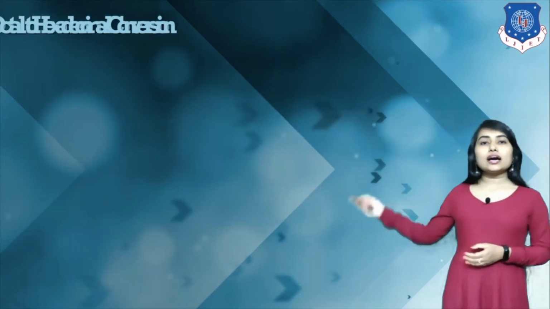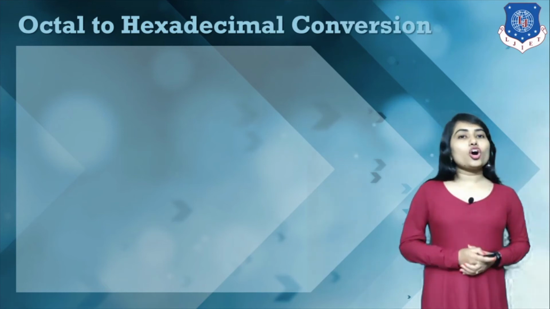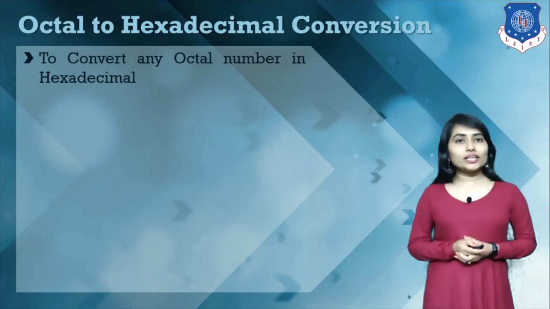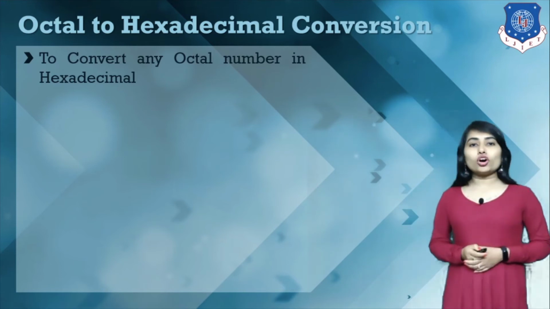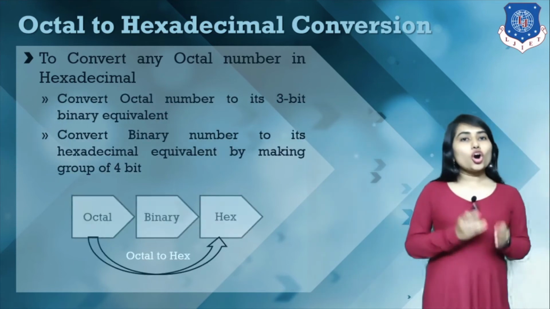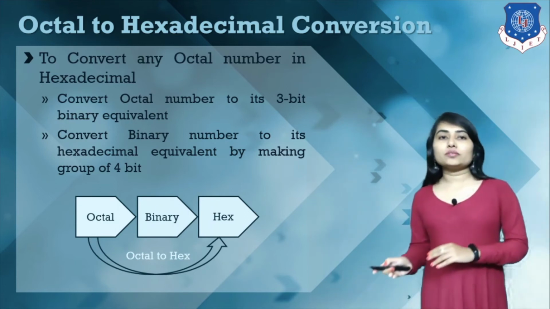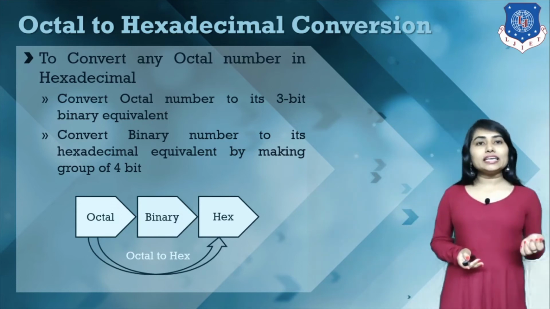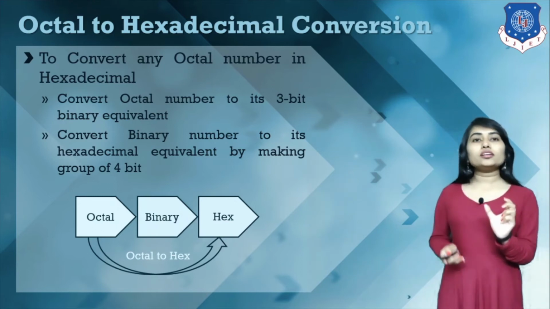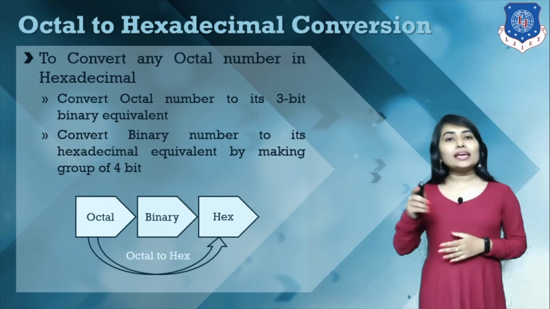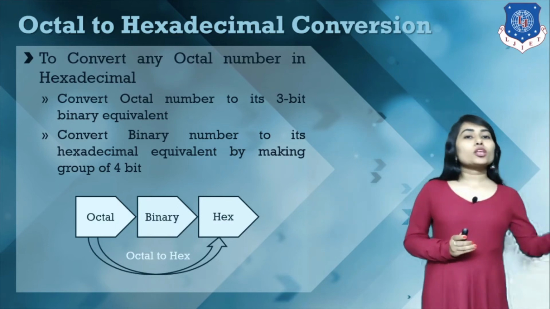Now let's discuss octal to hexadecimal conversions. How can we convert octal to hexadecimal? Basically there is no method to convert octal to hexadecimal directly. So we have to follow this: first, we convert the octal number into binary, then this binary number is converted into a hexadecimal number. The octal number is converted into binary by considering 3 bits. Then this binary pattern is converted into hexadecimal by making groups of 4 bits. So this is how we can convert an octal number into a hexadecimal number.